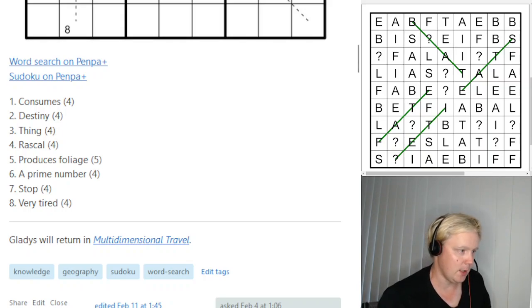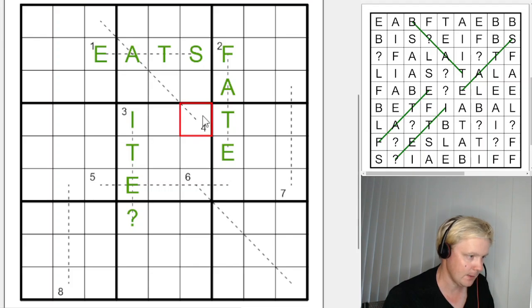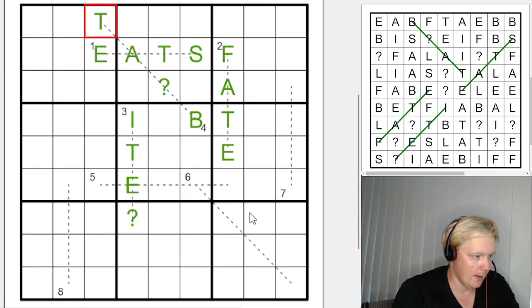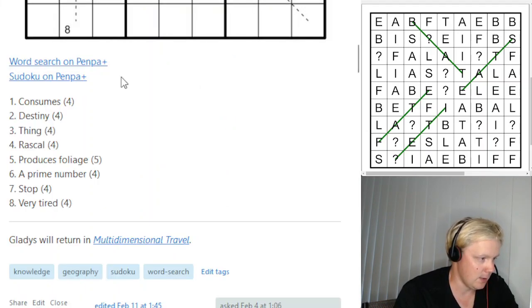So typing that into the Sudoku grid, number 4. And 4 is at the bottom here, so we are going to have to write this upwards. So B, question mark, A, T. And you also see, by the way, if you pick the wrong word, you also see when it doesn't fit here that something's wrong. So that's another reason to sort of type these in while we find them.